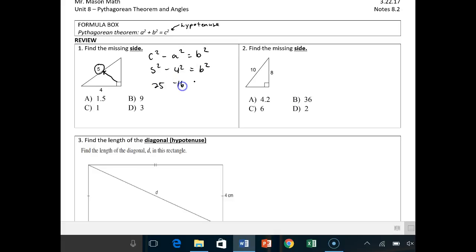25 minus 16 is equal to b squared. 9 is equal to b squared, and you want to jump right away and say, oh, 9's your answer. Nope, we have to take the square root. Remember, what number times itself is 9? The answer is 3.